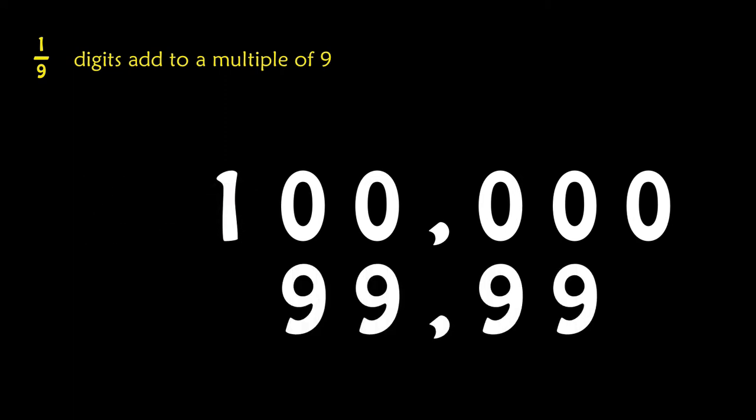What about 100,000? Well, that's going to be 1 more than 99,999, so again, that's going to have a remainder of 1. What about 1,100,000? Well, the 1 million part is going to have a remainder of 1, and the 100,000 part is going to have a remainder of 1, so that is going to have a remainder of 2. So again, it's not going to work.